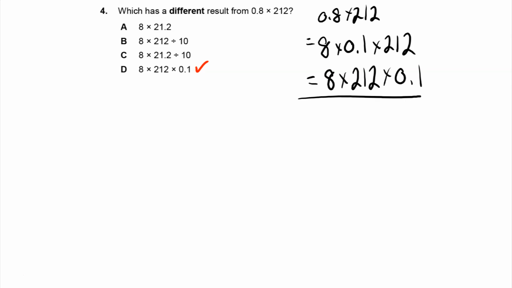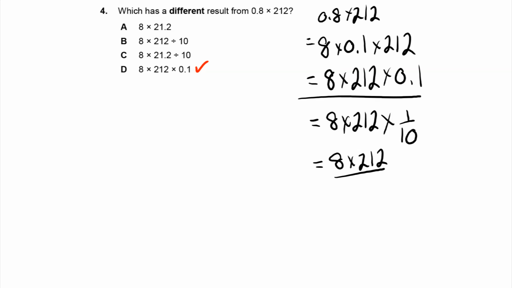How else can we rearrange this? Well, we can leave it as the 8 times 212 times 0.1, and we could change that to be 8 times 212 times 1 over 10. Well, when you're multiplying by a fraction like this, that's the same as saying 8 times 212 and all of it divided by 10. Multiplying by 1 over 10 is the same as dividing by 10. We could also have written that as 8 times 212 divided by 10. So that means that option B is also one of the correct answers and not different.